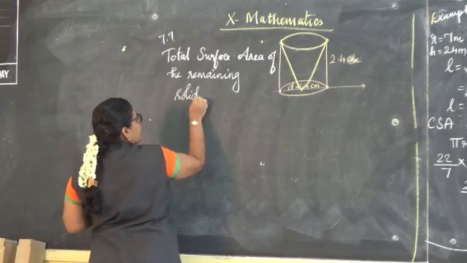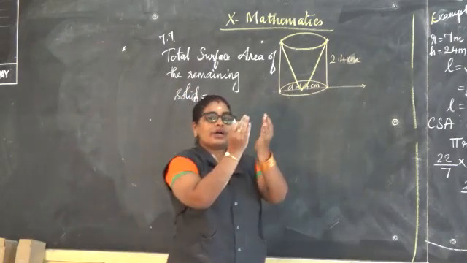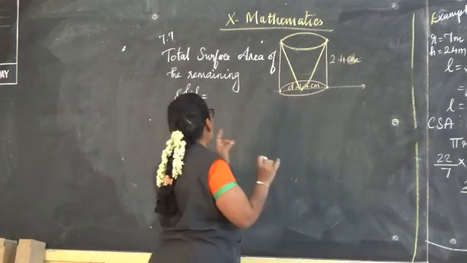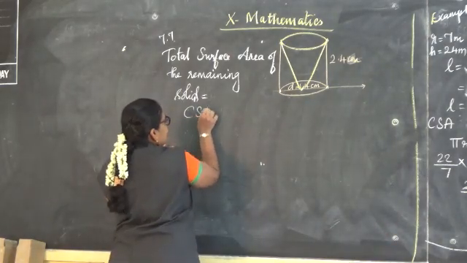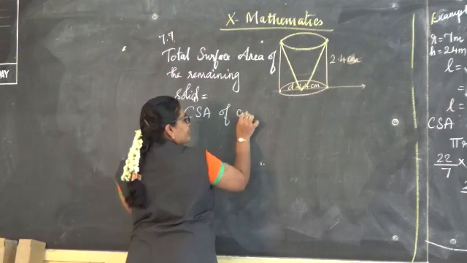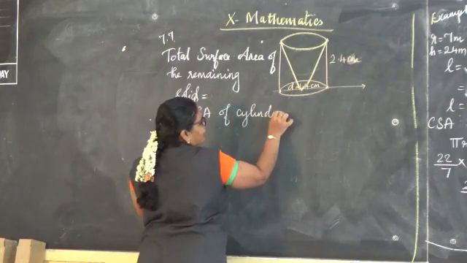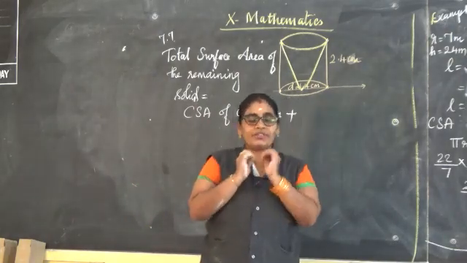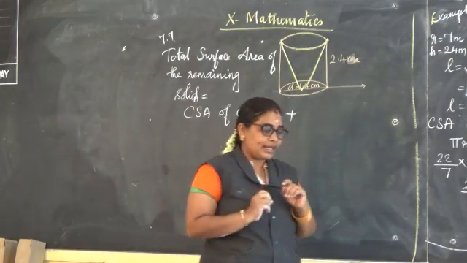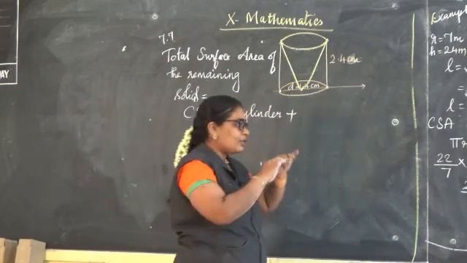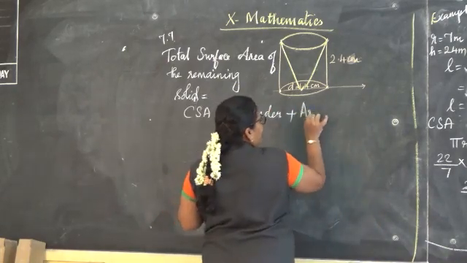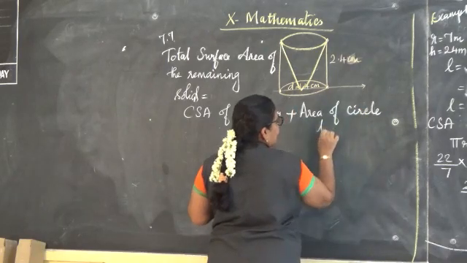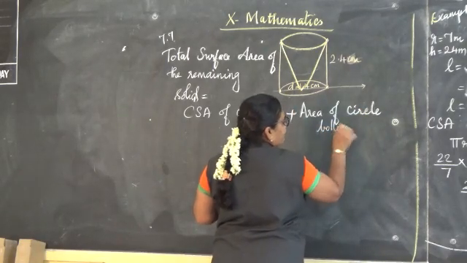What are the surfaces? You are going to look. Now we are going to look at the curved surface of the cylinder. So we are going to see the CSA of the cylinder, the outside part, plus. Then when you look at the bottom, what will you see? You will be seeing one circle. So you are going to see the area of the bottom. We are writing the area of the circle which is at the bottom place.